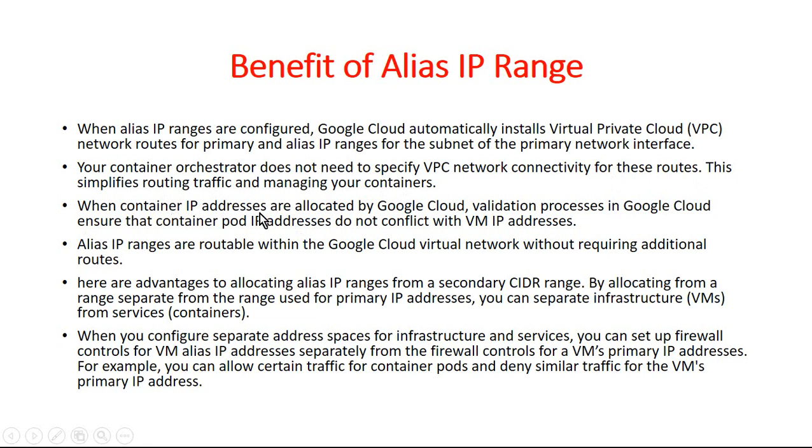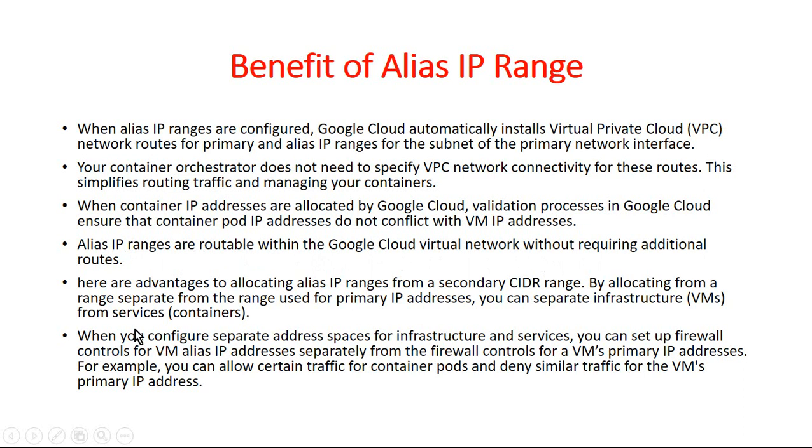When container IP addresses are allocated by the Google Cloud validation process, it ensures that container pod IP addresses do not conflict with the VM IP address. Okay, means VM IP means primary subnet range, and the pod IP range you have to assign from the secondary range, because you are using the pod service inside a VM, and that VM is using multiple services. So the alias IP ranges are routable within the Google Cloud virtual network without requiring additional routes.